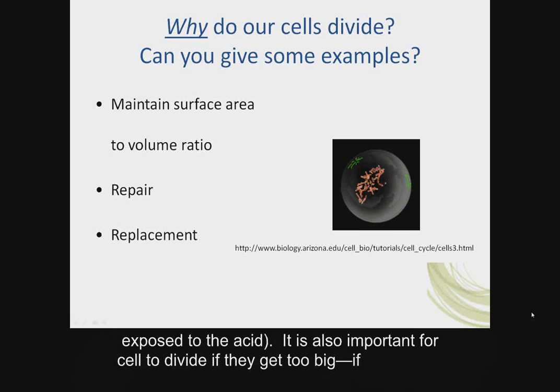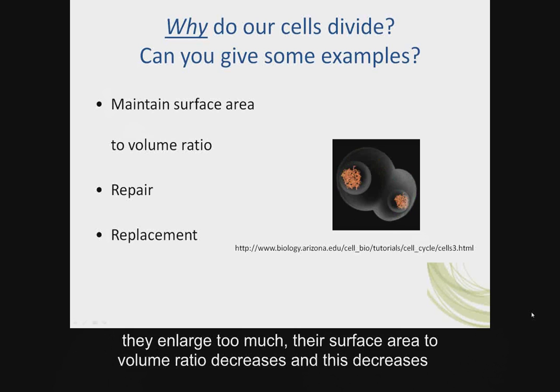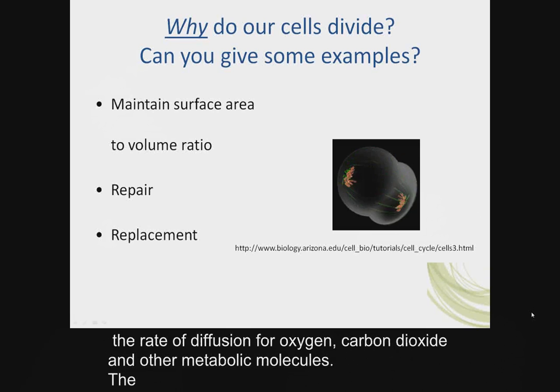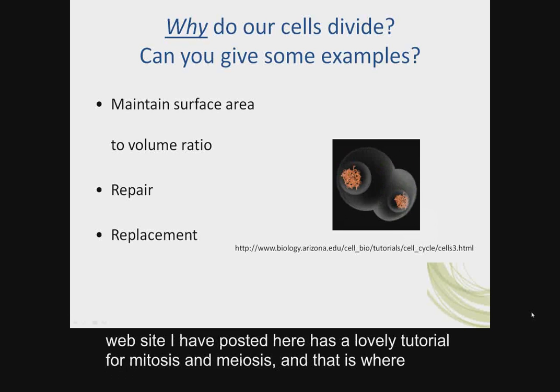It is also important for cells to divide if they get too big. If they enlarge too much, their surface area to volume ratio decreases, and this decreases the rate of diffusion for oxygen, carbon dioxide, and other metabolic molecules.